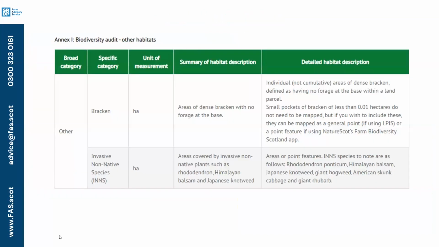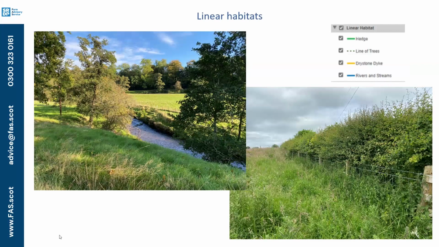The other habitats that are listed that you are to include on your map, so if you've got any areas of dense bracken with no flora at the base, and any invasive non-native species such as rhododendron, Himalayan balsam and Japanese knotweed, you've also to mark those on. Linear habitats are another one to include.